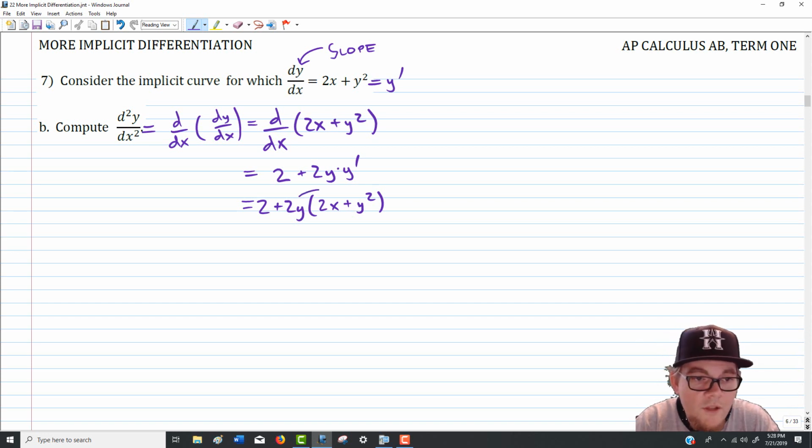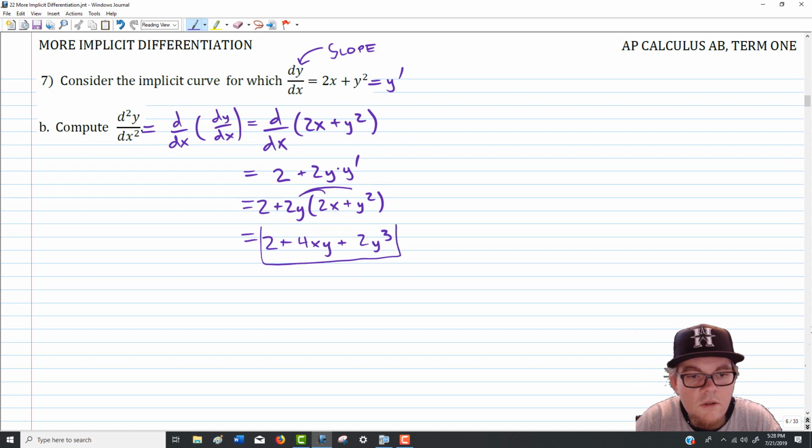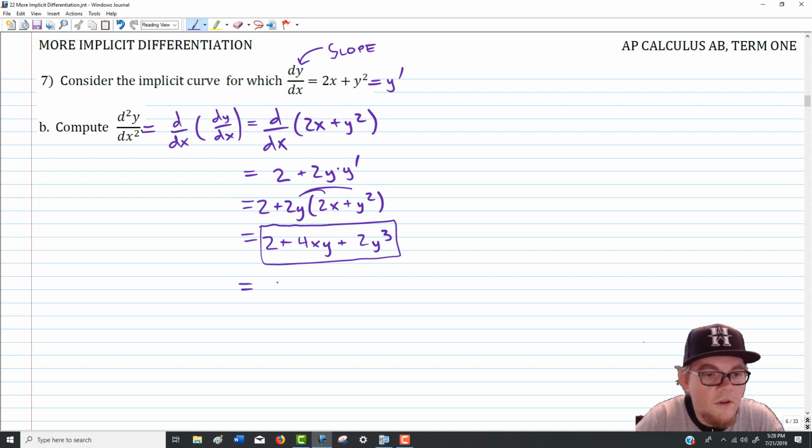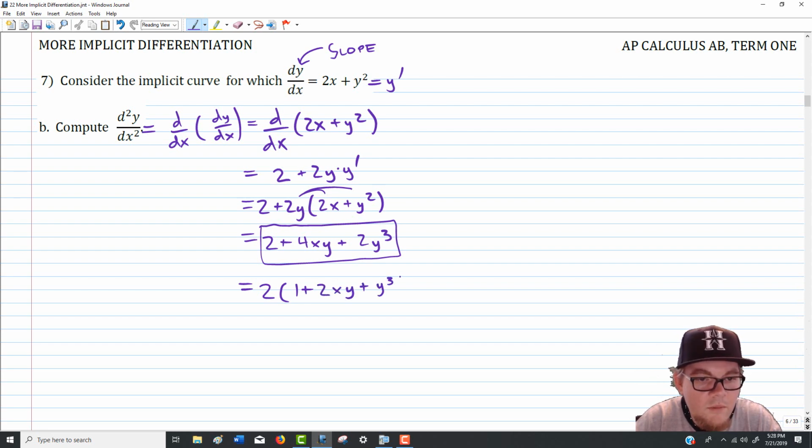So with that in place, the answer is done and correct, but I'm going to go ahead and distribute. I'm going to have 2 plus 2 times 2 is 4xy, plus it looks like 2y cubed. And I like that as a final answer. But some of you may want to go a little bit further and factor out a GCF of 2, in which case you get 2 times the quantity 1 plus 2xy plus y cubed. So either of those answers is perfectly acceptable, but there's our second derivative.